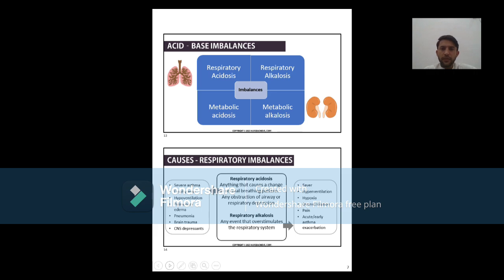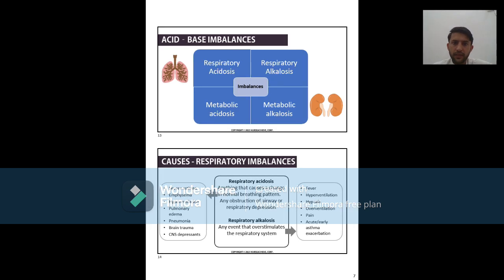There are some reasons which cause respiratory acidosis. The first one is severe asthma. How does it cause respiratory acidosis? Airway narrowing traps CO2, causing CO2 retention. In emphysema, damaged alveoli reduce CO2 elimination. In hypoventilation, inadequate breathing leads to decreased CO2 excretion. In pulmonary edema, fluid in the alveoli impairs gas exchange and CO2 removal.